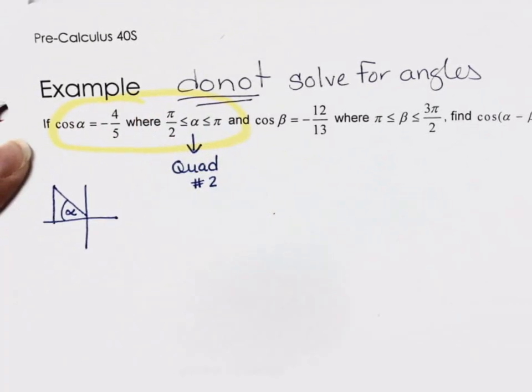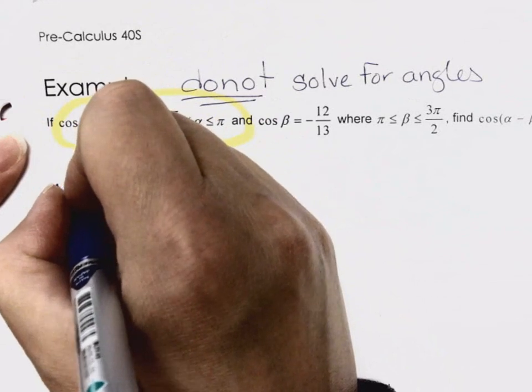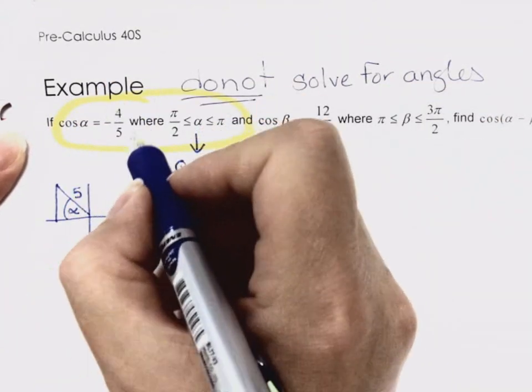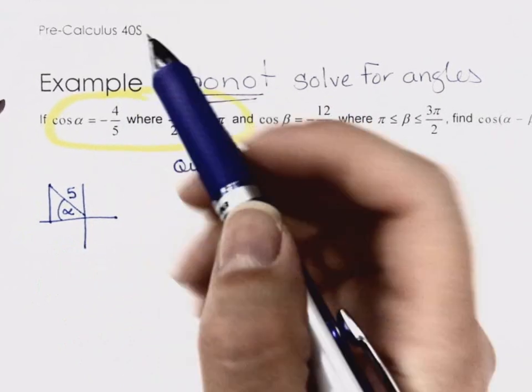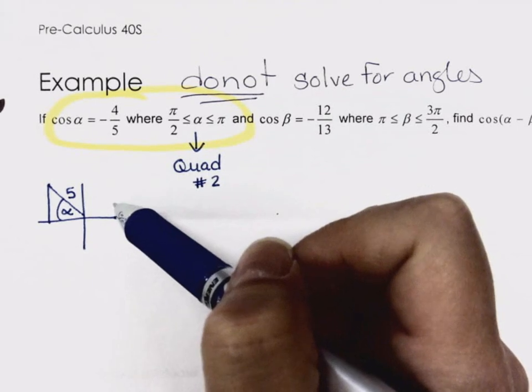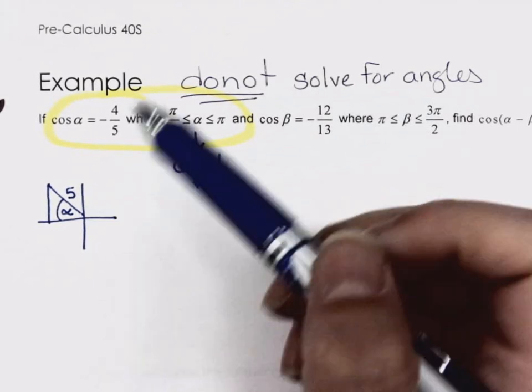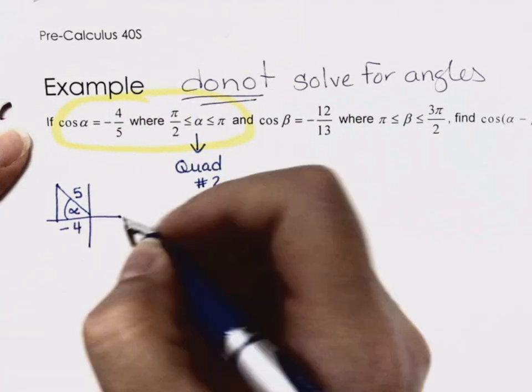Yes. What's the hypotenuse? 5. Because you're basing it on this information here. Is my 5 positive or negative? Positive. It has to be positive because it's the hypotenuse of the triangle, and we would be squaring it. Cos, so this is going to be -4.